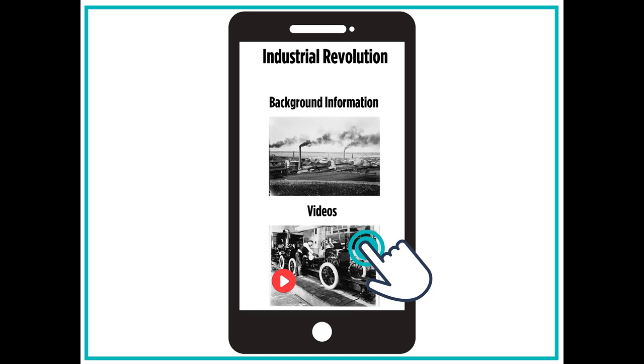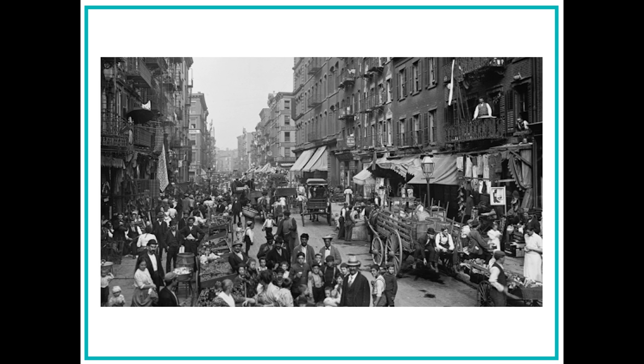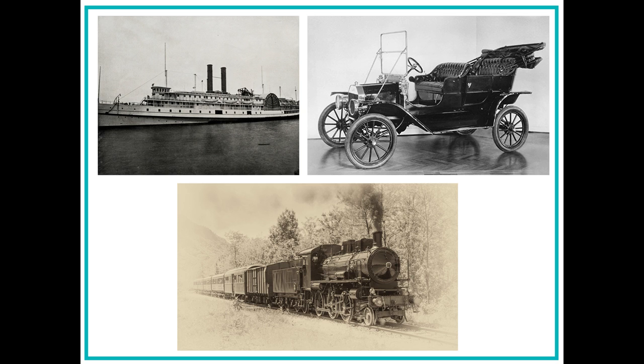When users click on the second button, they can watch a video describing some of the changes that happened during the Industrial Revolution. One change was that people began to live in cities instead of in small houses that were spread out. This is because the new factories needed employees, so people began to move near the factories where they worked. Another change was the way people traveled.